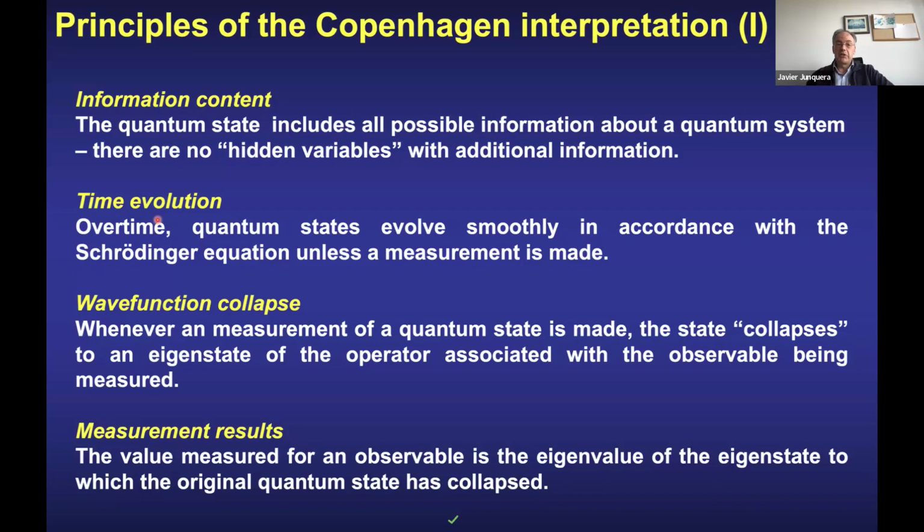So what happens when a measurement is made? It is called the wave function collapse. Whenever a measurement of a quantum state is made, the state collapses to an eigenstate of the operator associated with the observable. Then we can wonder about the measurement results. The value that is measured for an observable is the eigenvalue of the eigenstate to which the original quantum state has collapsed.